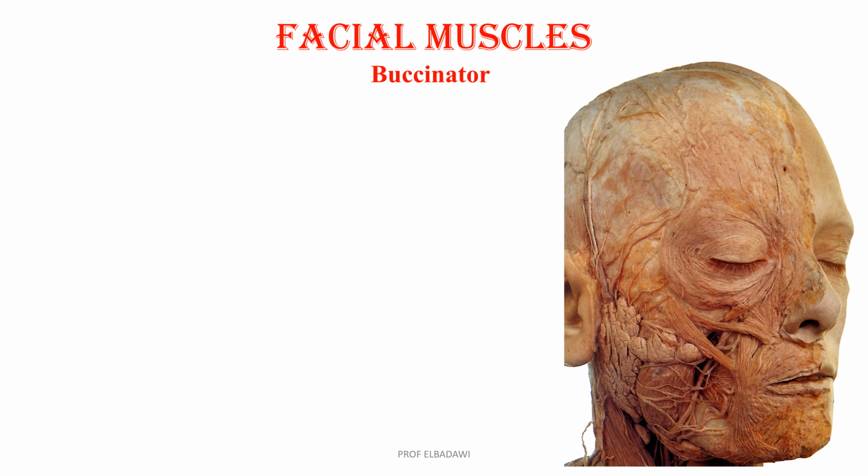Those muscles are almost around 26 pairs of muscles. What we need to know in detail are three muscles only: the buccinator muscle, the orbicularis oculi muscle, and the orbicularis oris. And we'll know the names and the action of the other muscles in tables in a summary. Let's start with the buccinator muscle, which is found on each side of the mouth opening.